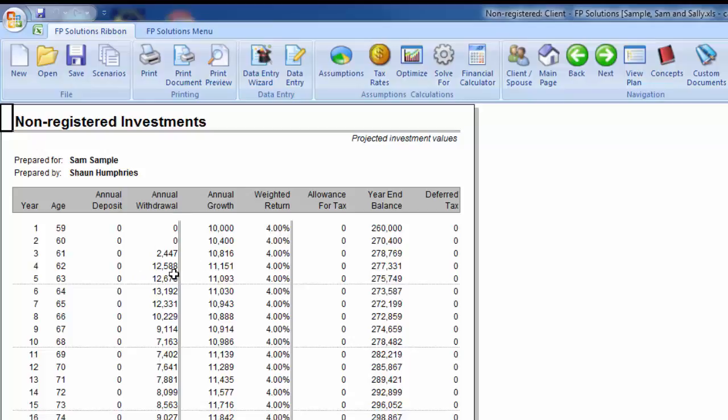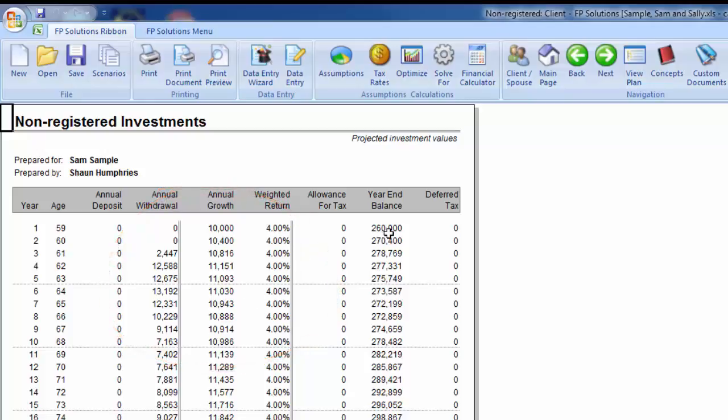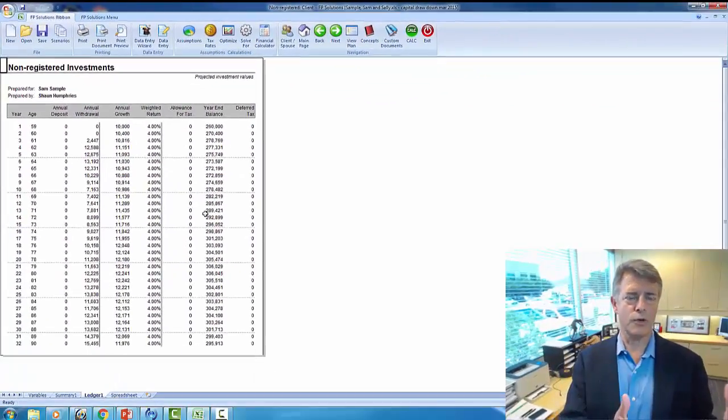You can see here they began taking income in the 61st year, put pressure on the portfolio until their Old Age Security benefits kicked in. Then they were taking less income from the portfolio. It also gives us an idea of the growth in the portfolio every single year, so the client can see the impact of that.